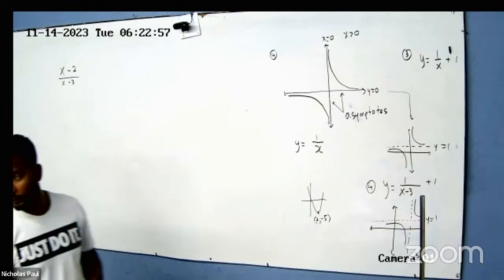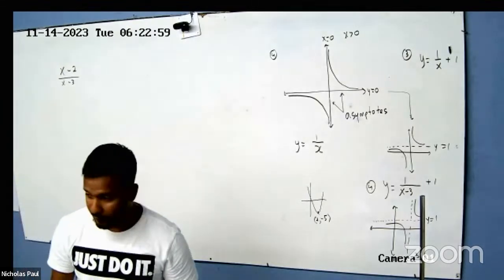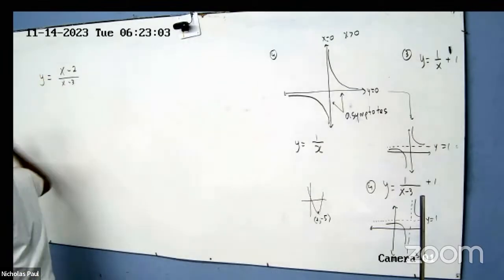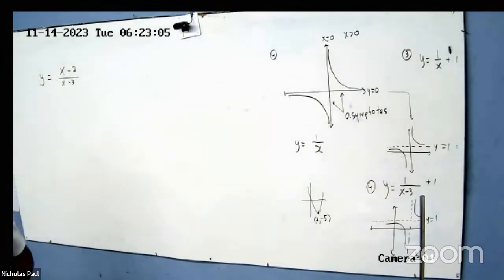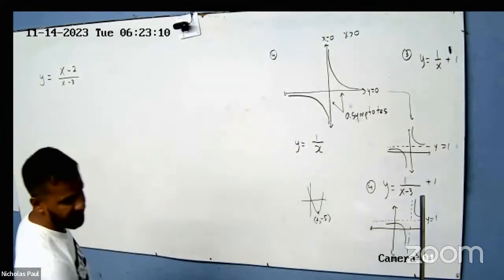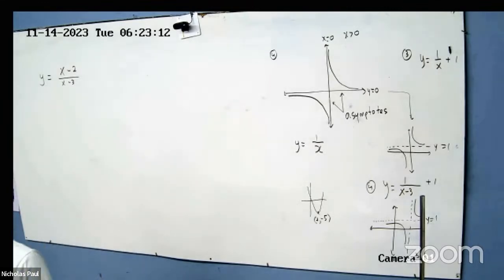Right. I have a big problem here. On the sketch list, it's a big problem, right? I want to sketch that. What is the parent equation for that? 1 over x.